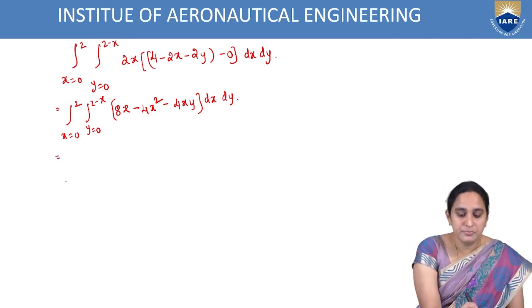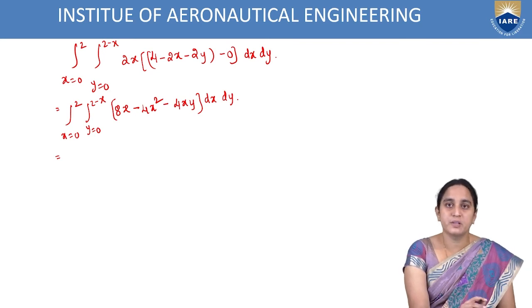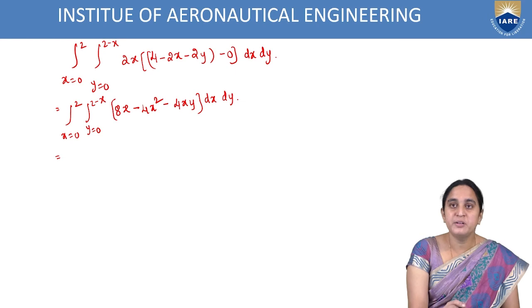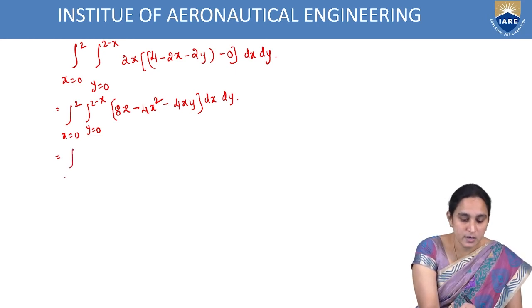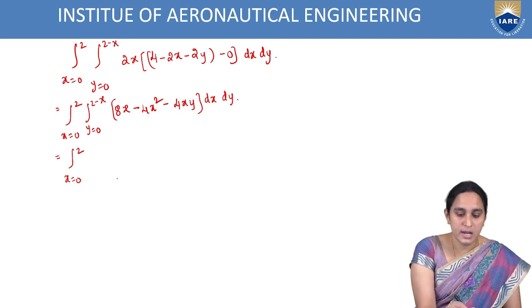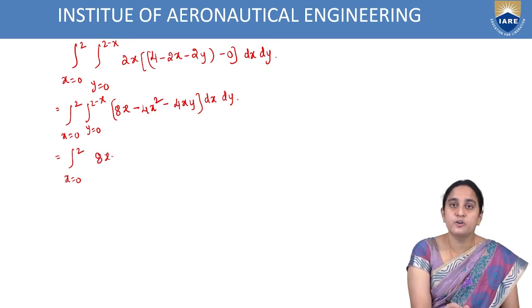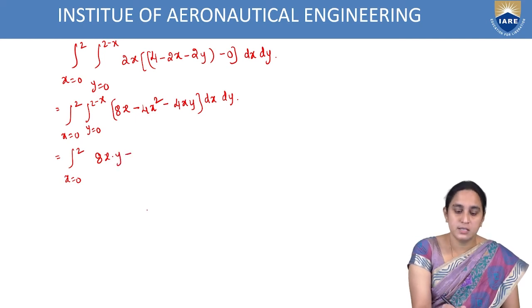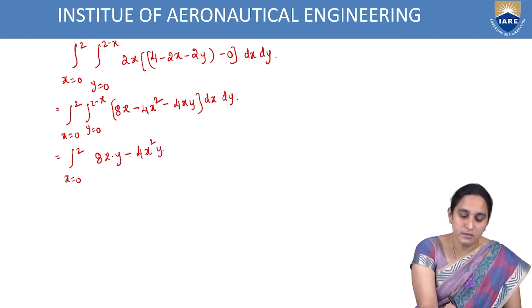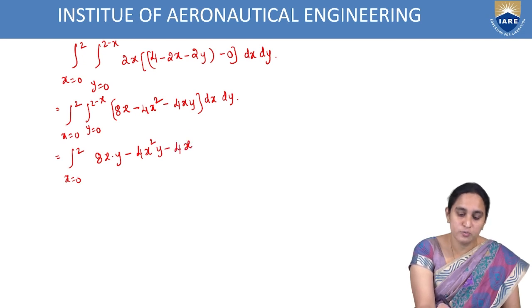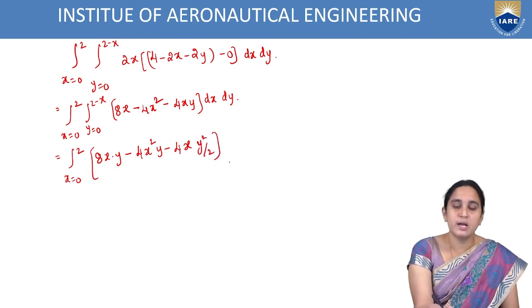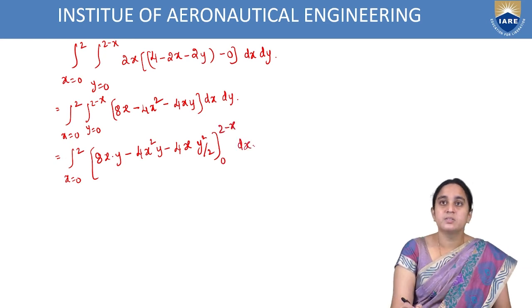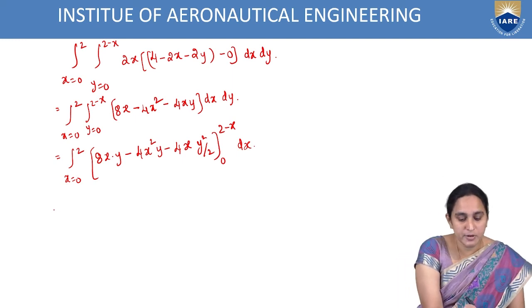After this, I'm integrating with respect to y. After substituting the z limit points, now I'm integrating with respect to y, that is integral of x from 0 to 2 and 8x with respect to y integration as y, minus 4x square into y, minus 4x into y integration as y square by 2, and the limit points for that are 0 to 2 minus x, dx. From that, x is from 0 to 2.